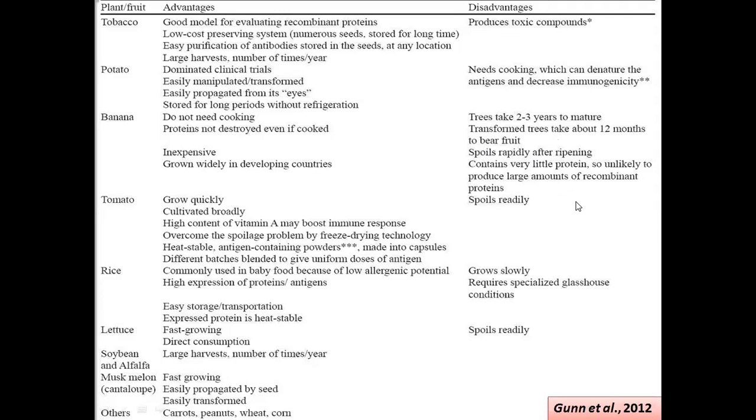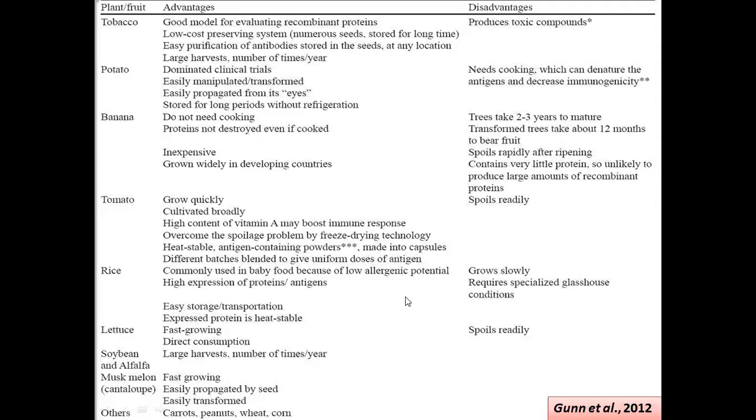And next, tomato. It grows quickly and is cultivated broadly in nature, with a higher content of vitamin A, so the immune system can be boosted like anything, and they are heat stable, and antigen containing powders can be made out of it. So it is made into capsules and then it can be given. And the main disadvantage is that within a few days the ripened fruits get spoiled.